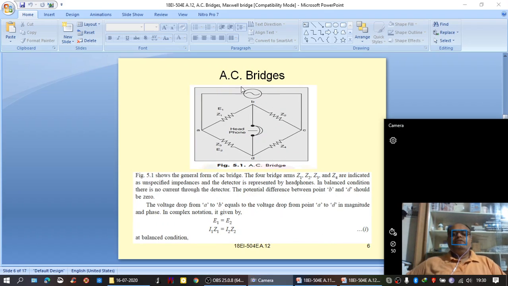The schematic arrangement of an AC bridge circuit is shown here. We know that the excitation is connected between terminals A and C, and the detector is connected between terminals B and D, and the impedances in the corresponding bridge arms are Z1 between A and B, Z2 between B and C, Z3 between A and D, Z4 between C and D.